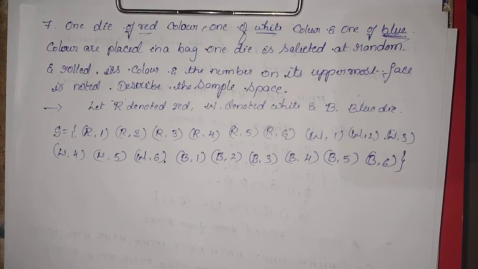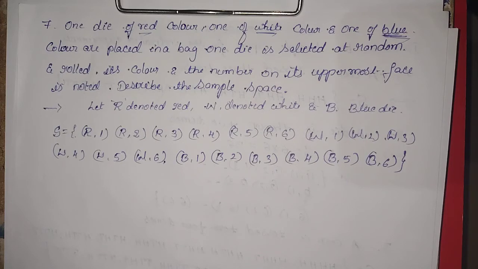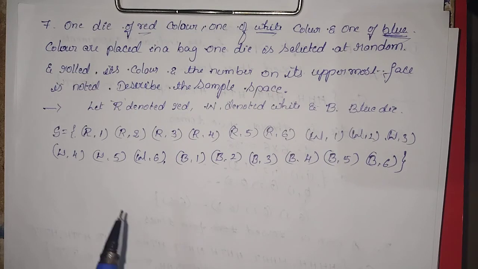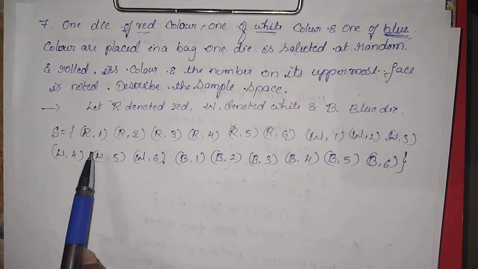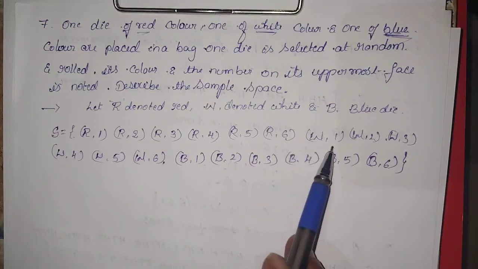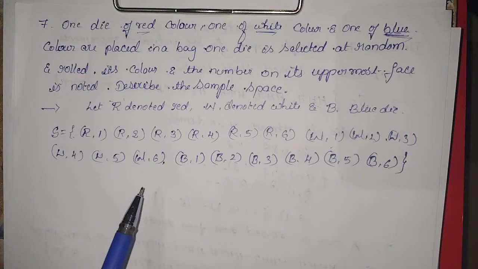Understood, students? How do we construct the sample space? Very simple. There are 3 dice, red, white and blue. Those dice show the results 1, 2, 3, 4, 5 and 6. Those results should be written like this. First red containing 6 results. Next white, that is also 6 results. Next blue, that is also 6 results. Understood?